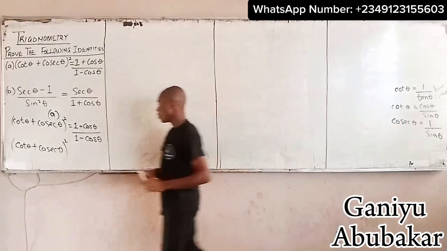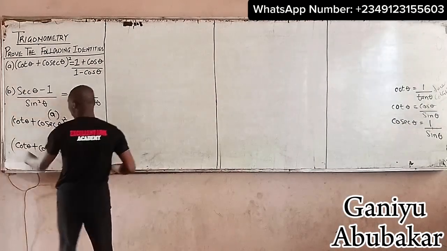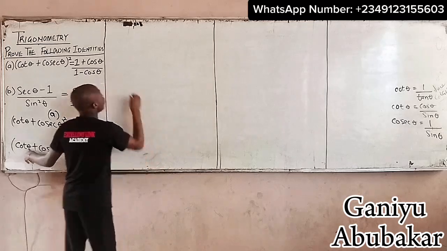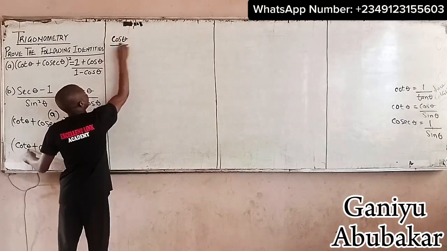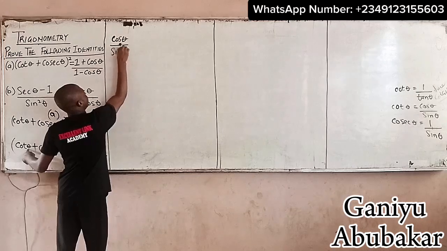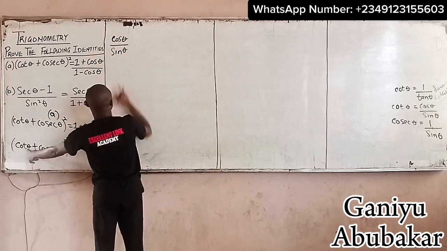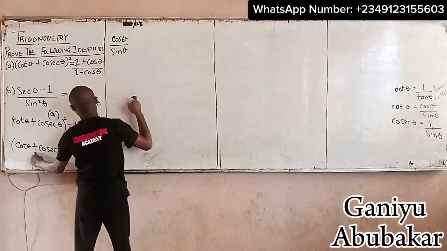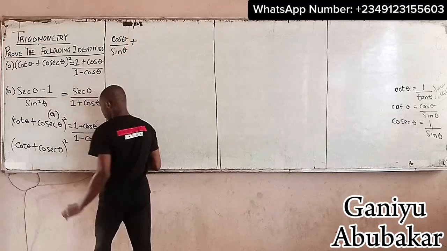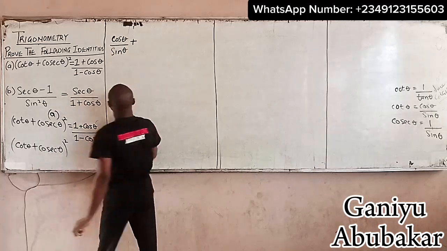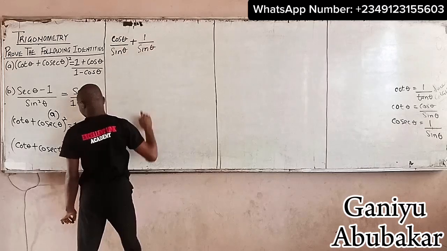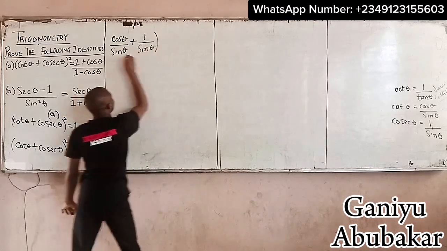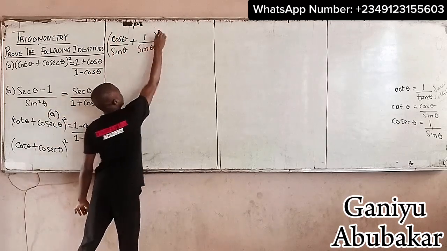So what do we get? From here, cot theta now becomes cos theta all over sine theta. The expression for this one becomes this, plus I have a plus sign, plus next up cosec theta gives 1 over sine theta. I have this one there, all squared.